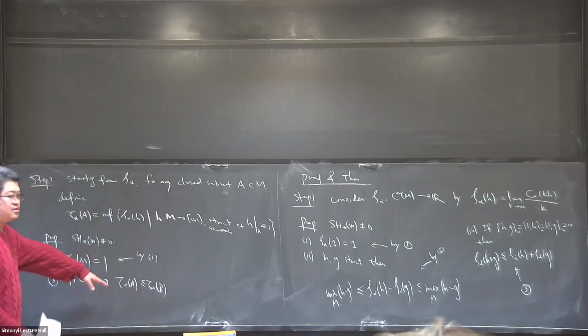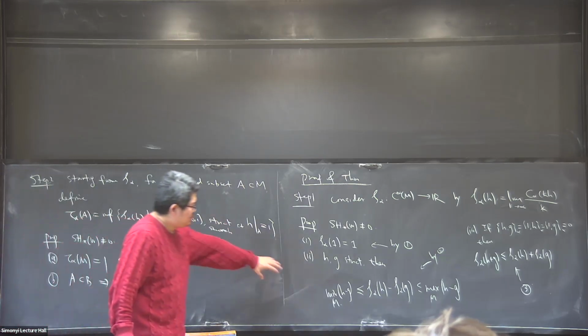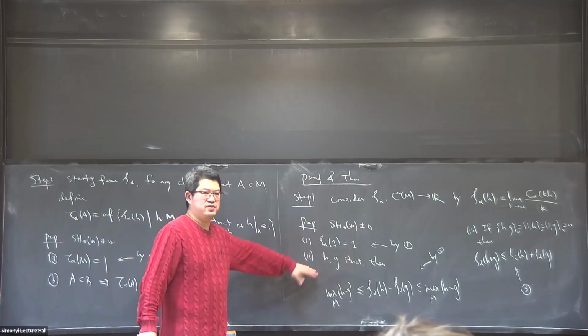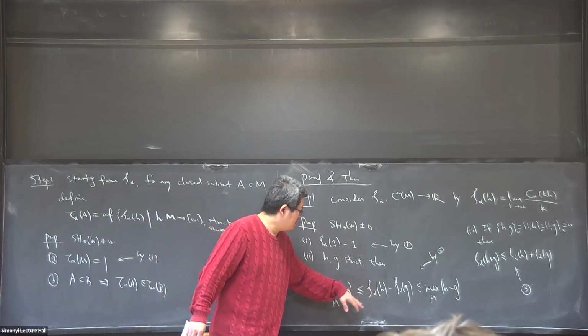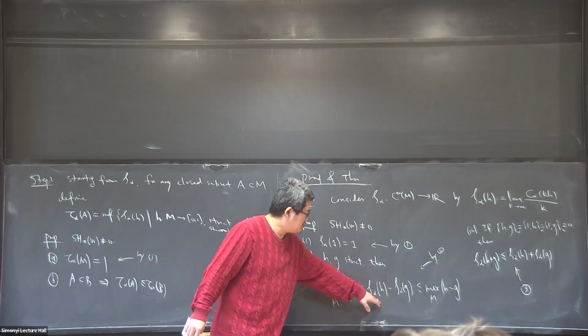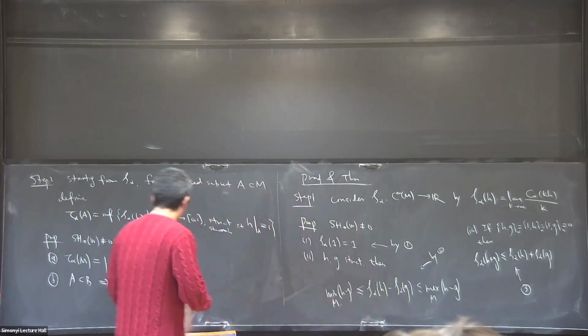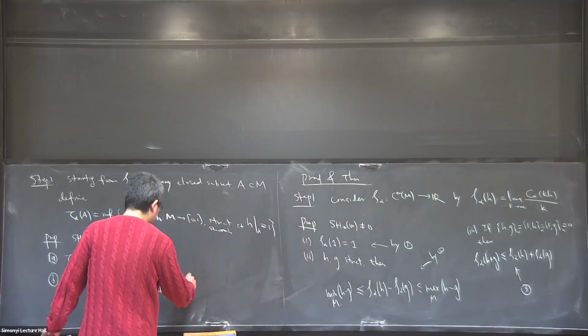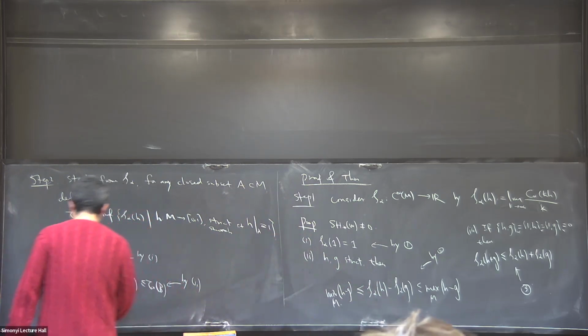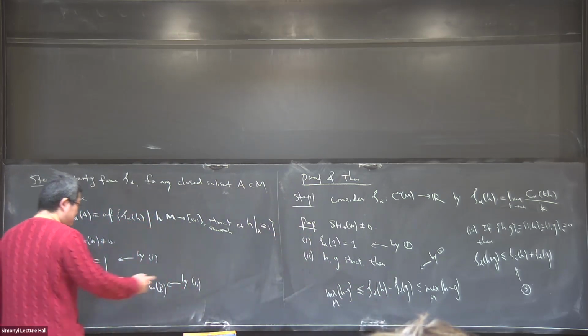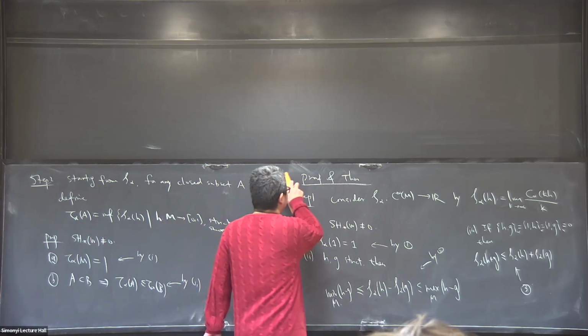So how do you get this? Again, you use the monotonicity property: if H is bigger than G, then this value is bigger than this value. So it's by 2. Now 3 is a little bit not trivial.